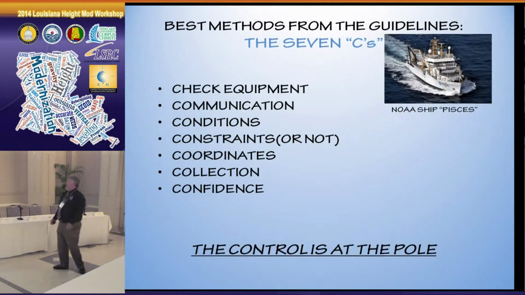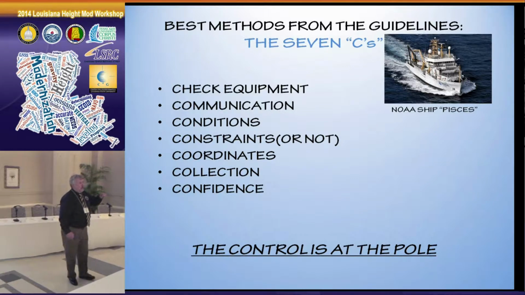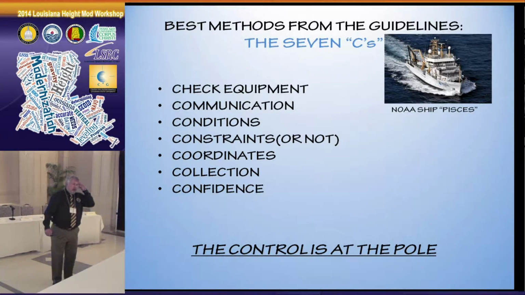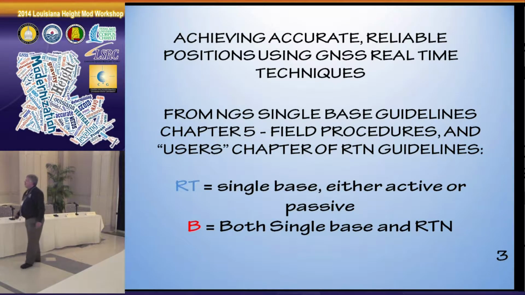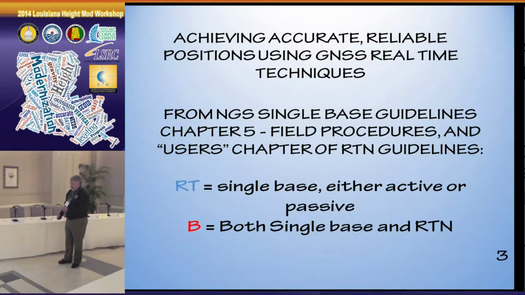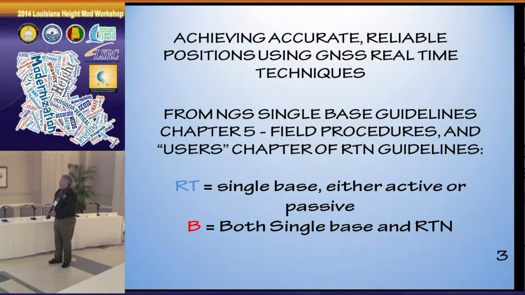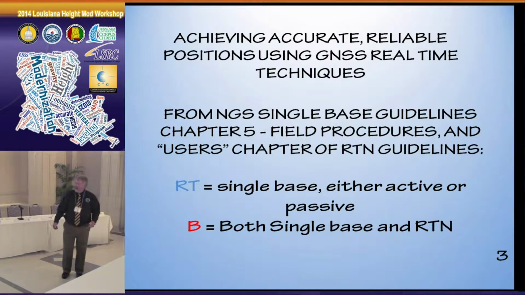All right. The 7 C's of NOAA's NGS. Let's talk about what you want to do in the field as far as best methods for real-time positioning. Originally this was blue for single base real-time and red for both network and single base. So you'll just have to look for the B's and RT's at the beginning.